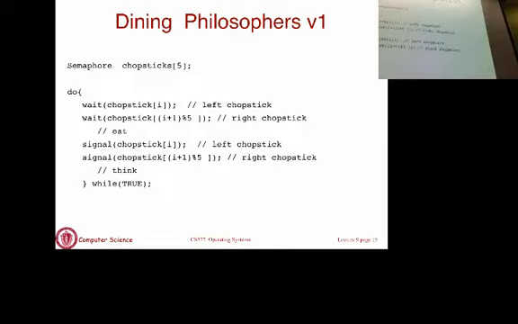So this very simple solution, grab the left fork, then grab the right fork, is going to cause deadlocks if the scheduler runs them in a certain order and they all become hungry at the same time. Is that clear? Why the solution doesn't work? Any questions on this?